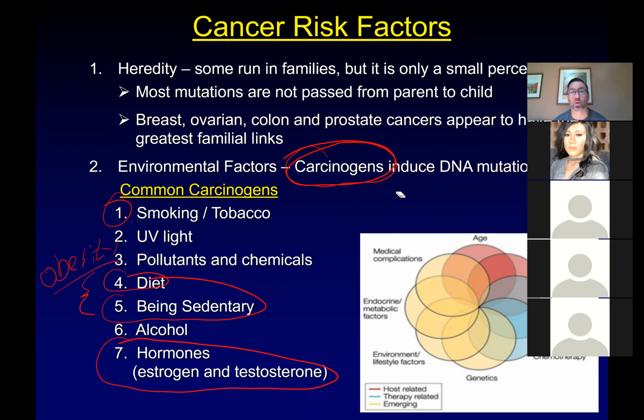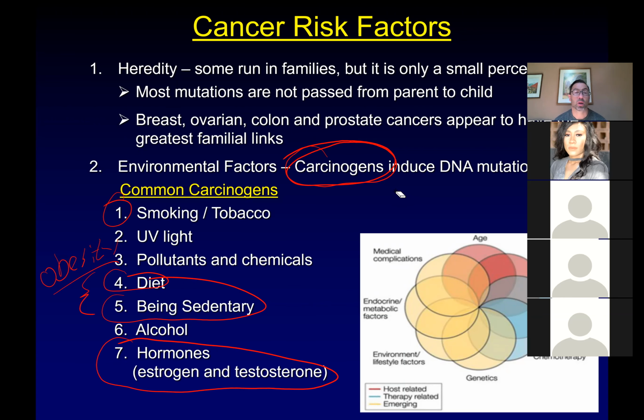But it's a relatively small percentage. But you typically do not pass mutations on from parent to child. Okay. The biggest cause of cancer is exposure to environmental, what we would call carcinogens, or things that cause mutations. Okay. Some of the most common carcinogens are tobacco, ultraviolet light, and then pollutants and chemicals.